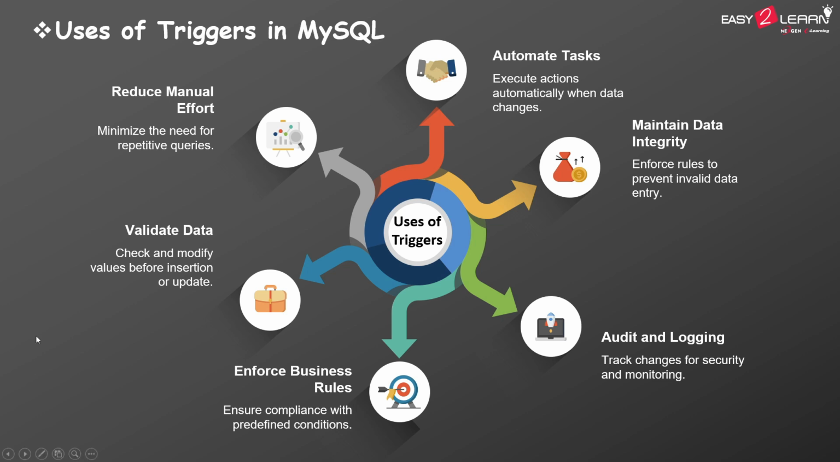The next one is reduce manual effort. The use case is to automate reward points for customers based on purchases. For example, add loyalty points automatically. In a retail system, customers earn one loyalty point for every $10 spent. Instead of manually updating points, a trigger can do it automatically. So these are the various uses of triggers.